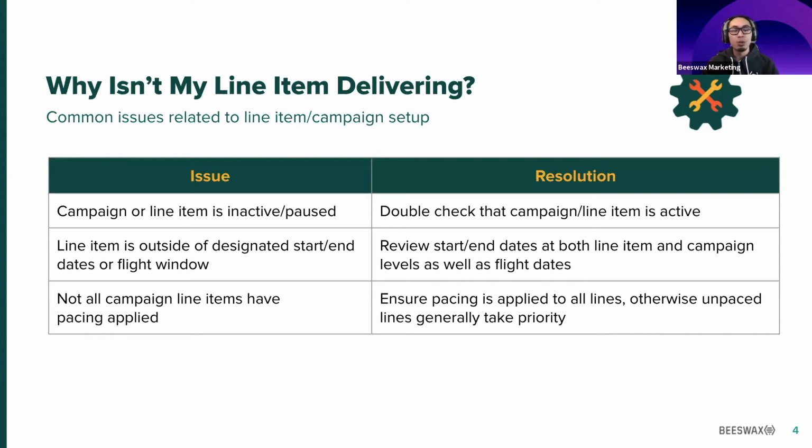The final reason why, the final setup issue that you might experience with regards to line item delivery is that not all campaign line items have pacing applied. If you have pacing applied to one line item, you want to ensure that pacing is applied to all line items. Otherwise, the line items that do not have pacing applied will generally take priority and starve out delivery of the other line items.